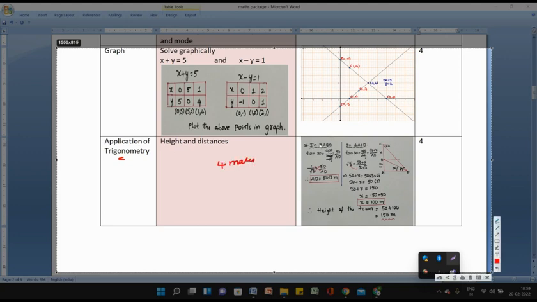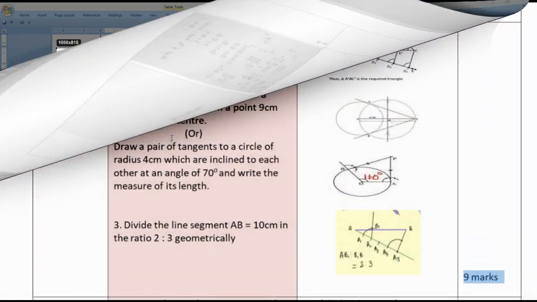In this, the question will be given. According to the question we have to draw the picture. After drawing the picture we have to take the tan value as per the angle mentioned in the question and solve accordingly. 4 marks for this one.